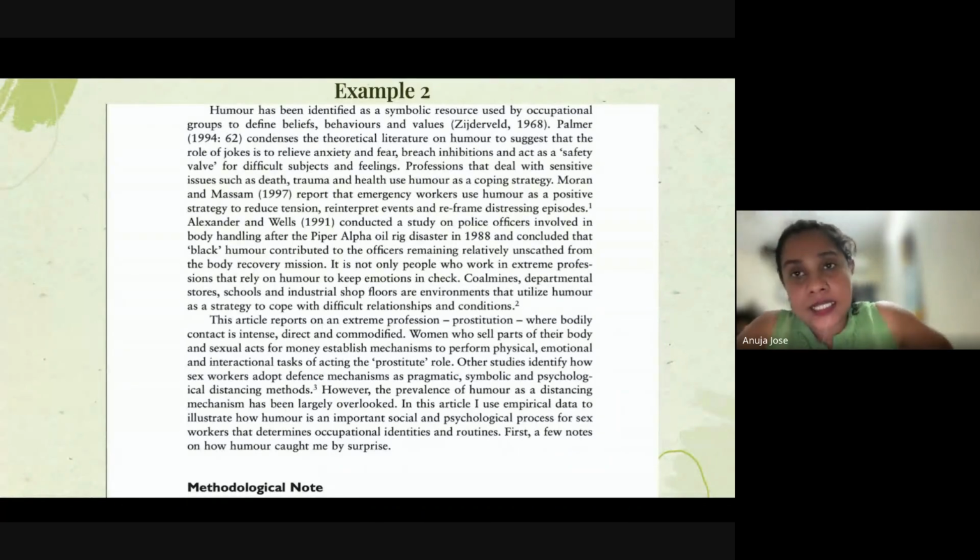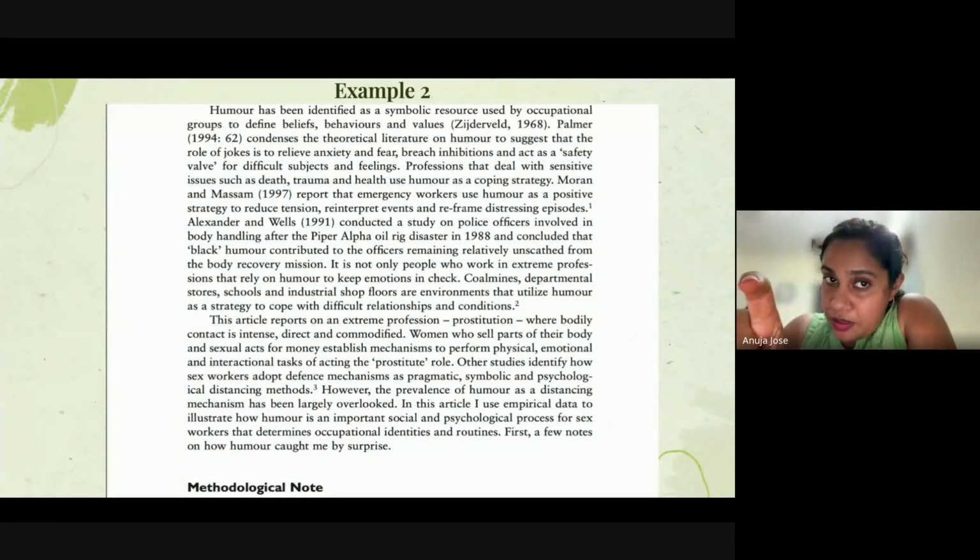Now, the thing here is you need to realize that in this particular paragraph, okay, she has decided the theme that she's going to discuss about.